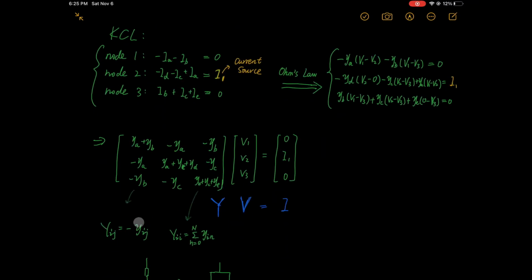More generally, for large systems, we can use direct methods such as LU decomposition, since the Y matrix is usually symmetric unless there are phase shifters. Or we can also use iterative methods.